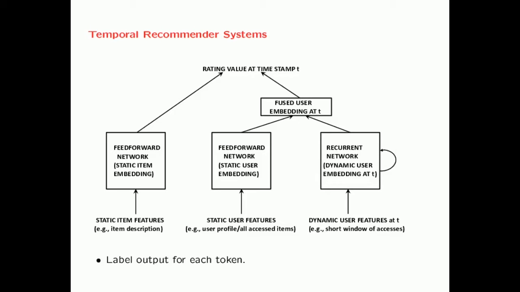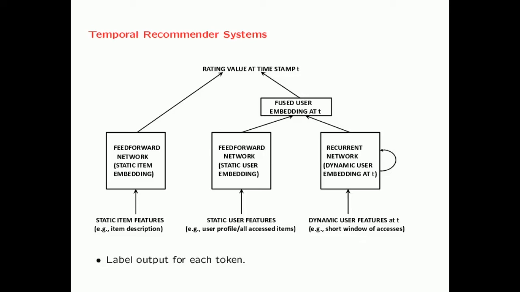The reason you need some static networks is because you also have some static information about the item which is being browsed, for example the description of the item, and you also have some information about the user. So, for example, you may have the user's profile, the user's interests, what kinds of things the user likes. The user may have entered that at the site. At the same time, the dynamic information, this window of accesses the user has made, also has an effect on what the user is going to browse next.